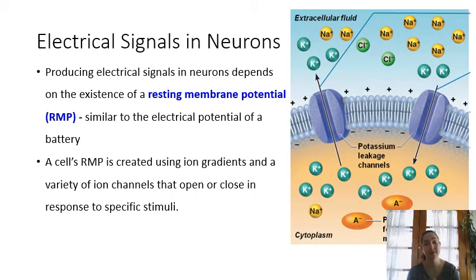So 2 positive ions come in, 3 positive ions go out, and that's going to give us a net positive charge on the outside and a net negative charge on the inside, especially when we combine that with all those negative proteins that are sitting on the inside of the cell too. So overall, we get this resting membrane potential of negative on the inside, positive on the outside of the cell.